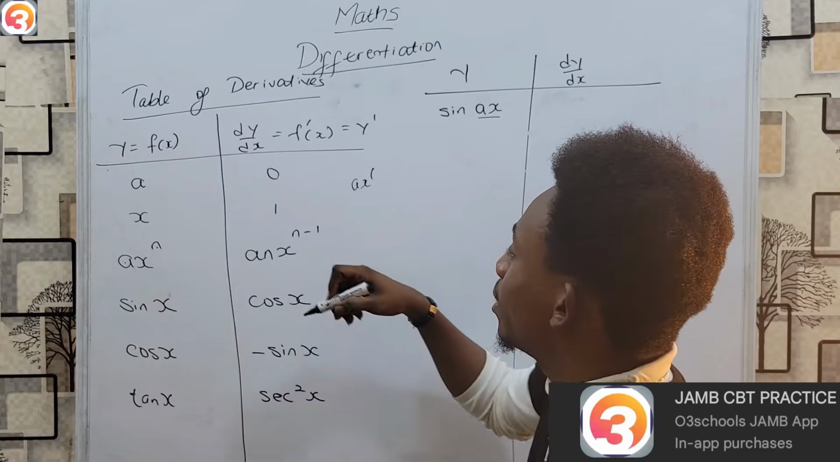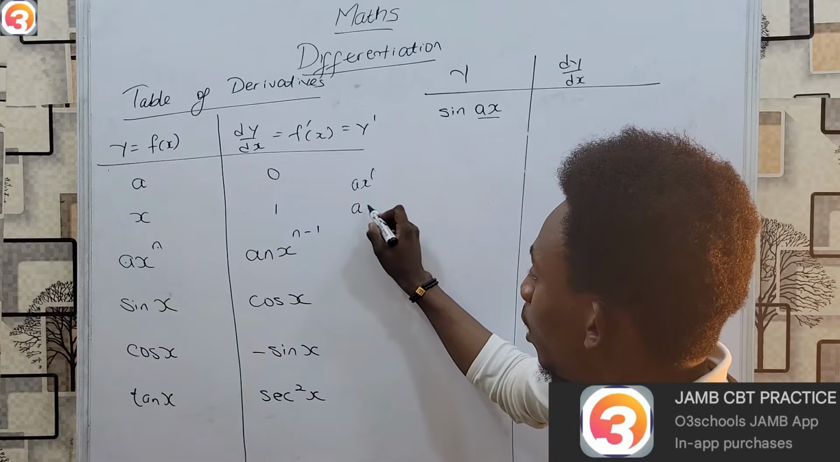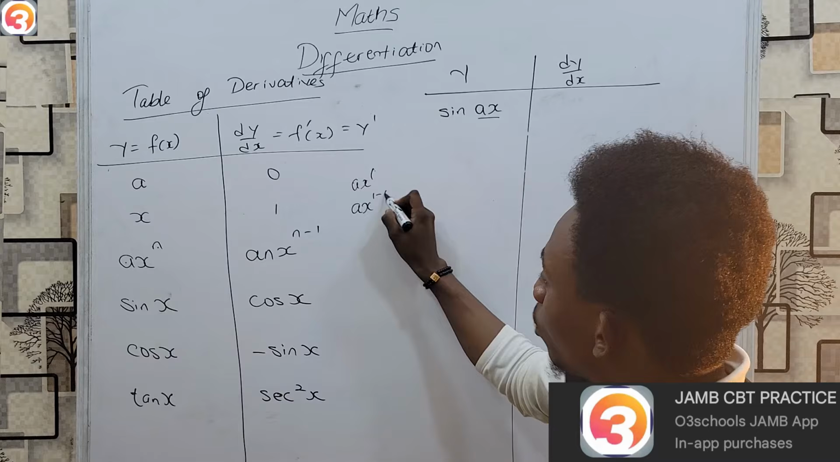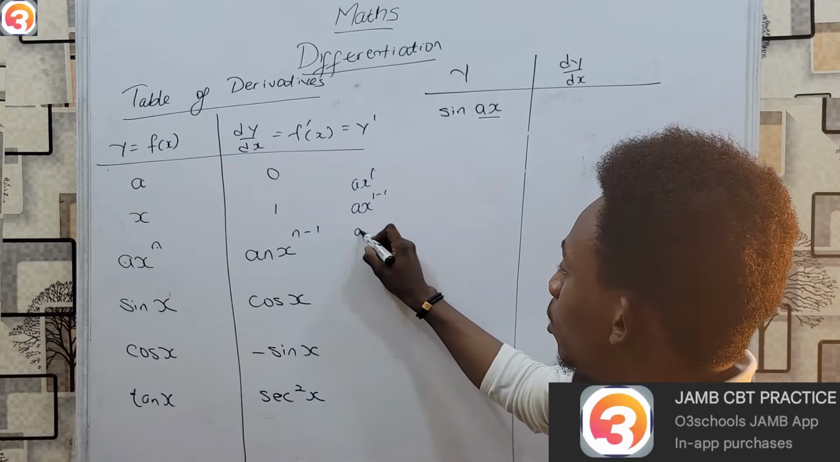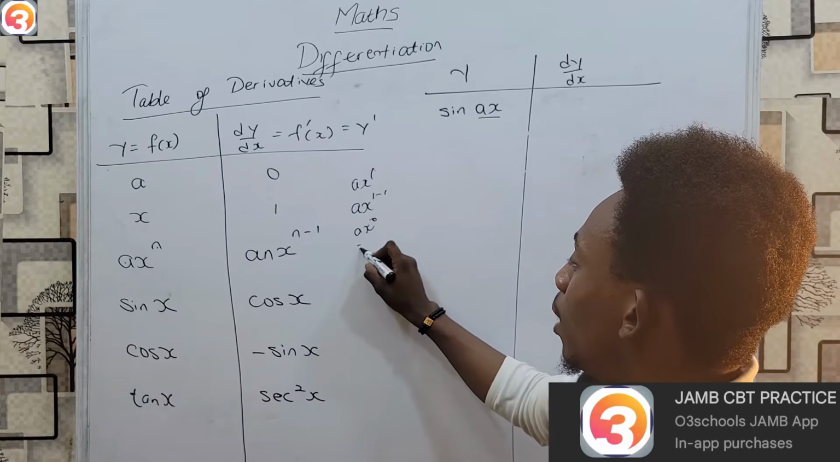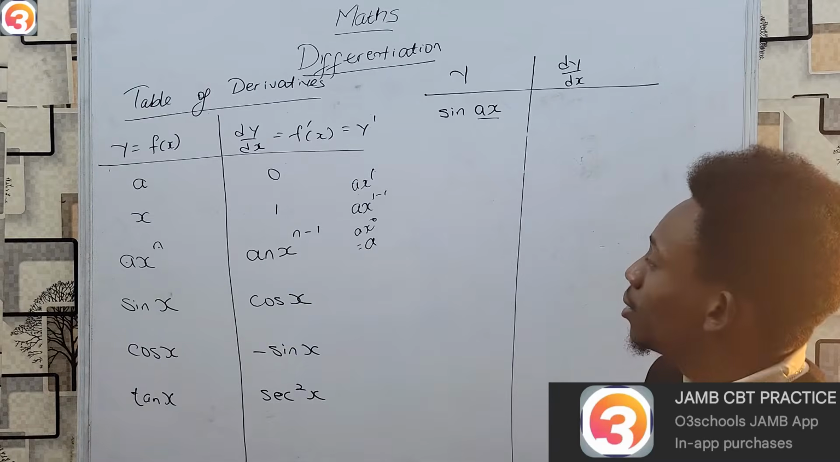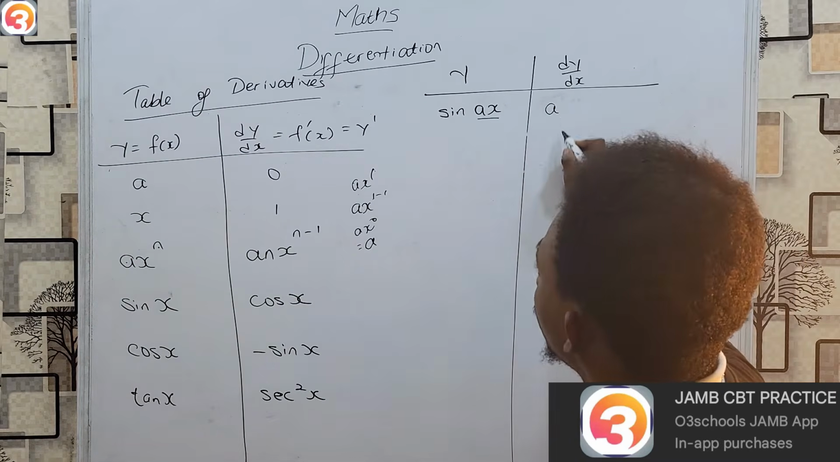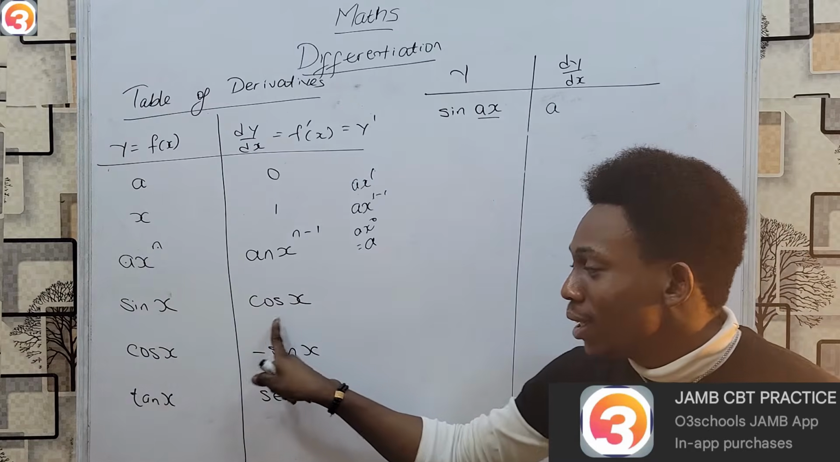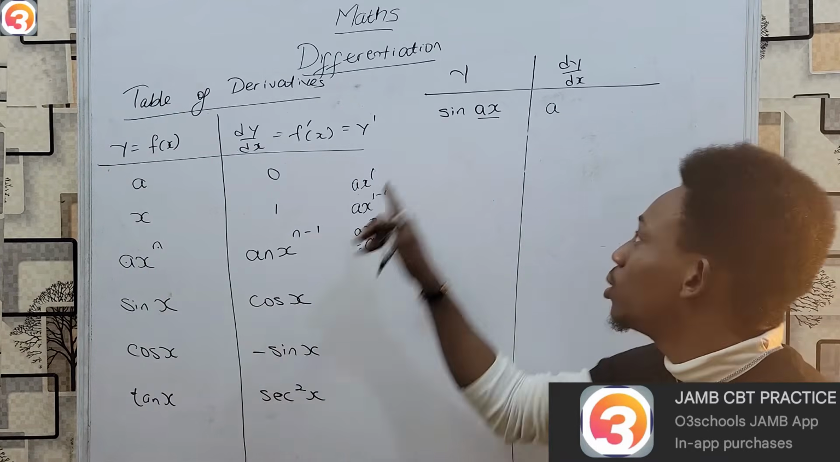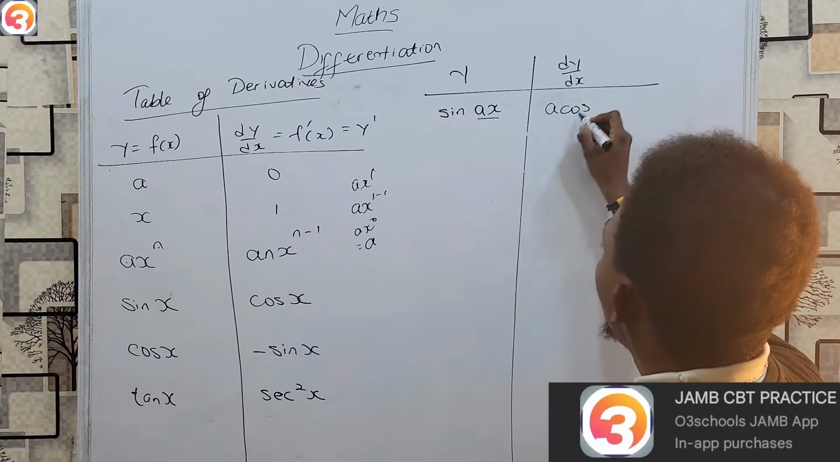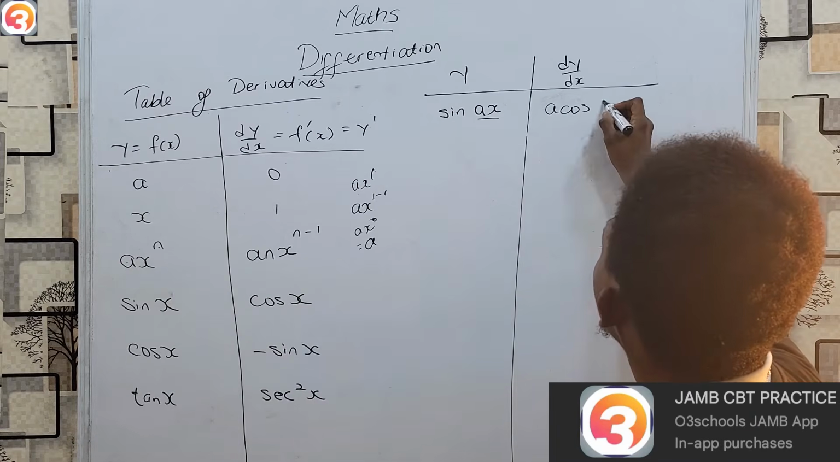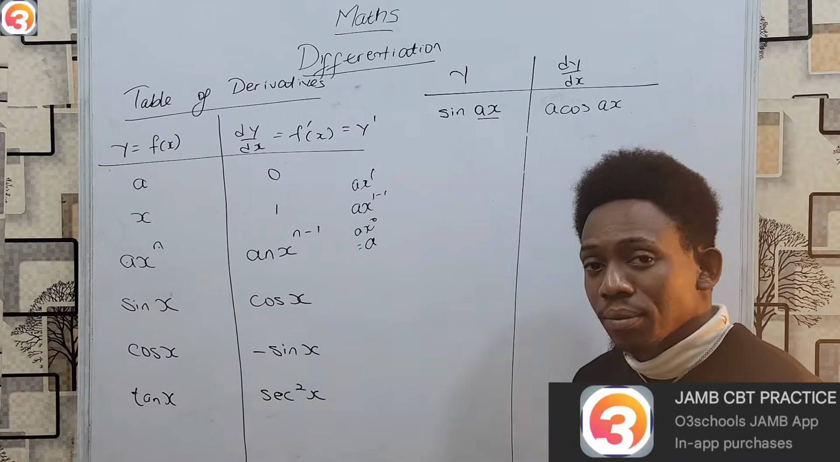And its power is 1. A times 1 is a. Then power subtracts 1. 1 minus 1 is 0. And x to the power 0 is 1. Implying just a comes out, which means a comes out here. And as we learned here, this sin turns into cos. And then we write back what was here before, ax.